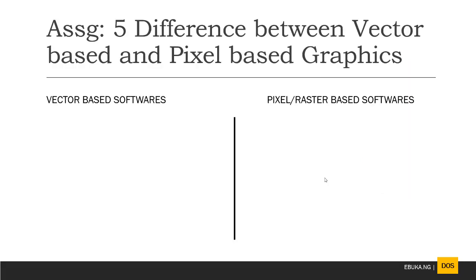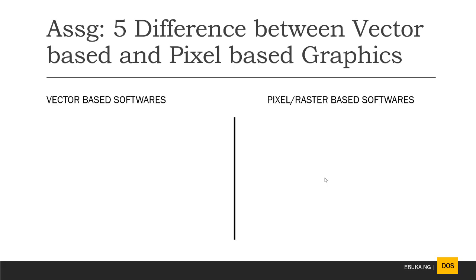Right, so you have an assignment here. Your assignment is you give 5 differences between vector based and pixel based graphics. There are more than 5. There are even up to 10, safe, right? In fact, I've mentioned a lot of them. I mentioned your vector based are scalable, pixel based pixelate on scaling, right? Good. So that's just one of it. You have to look for the differences, 5 differences, and then you send to me.